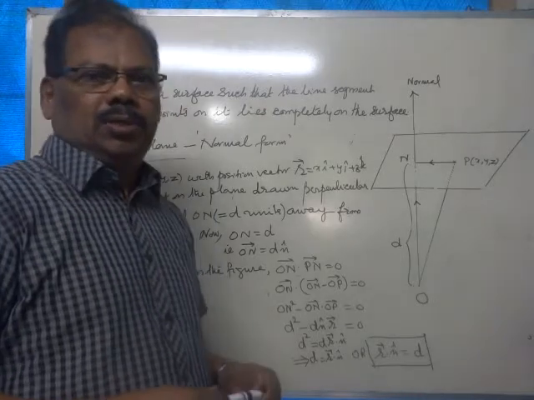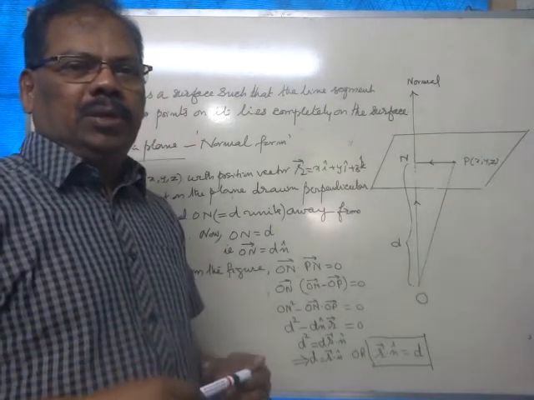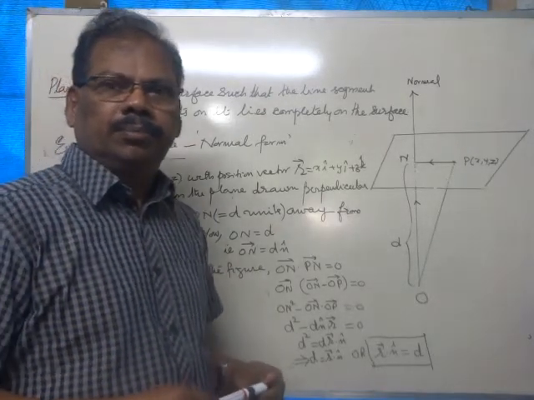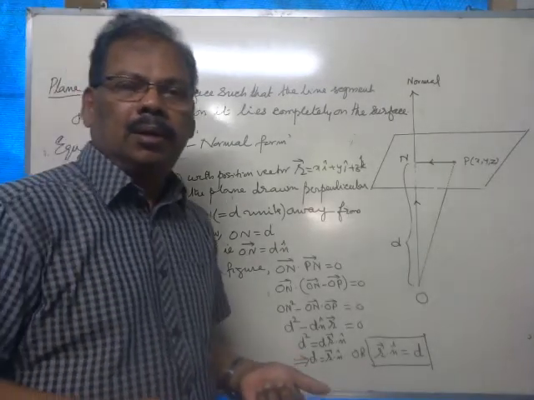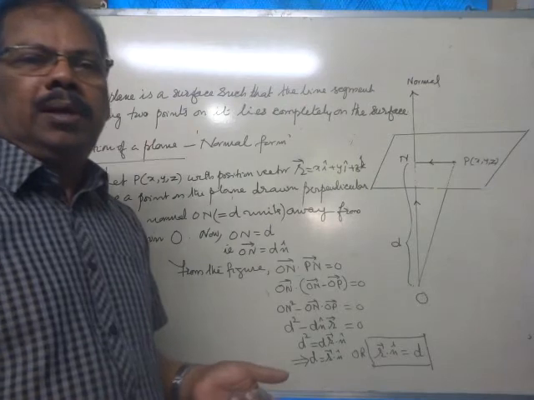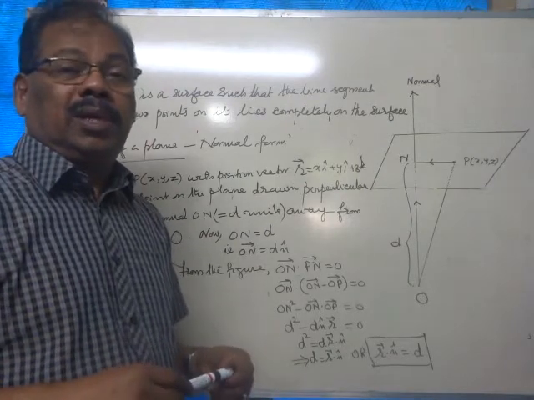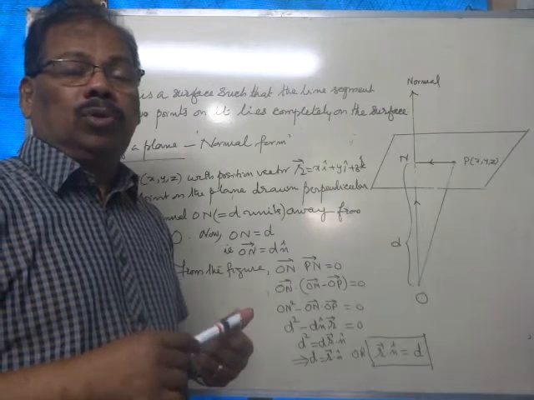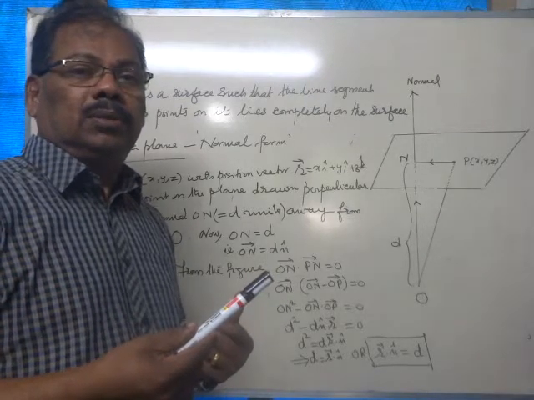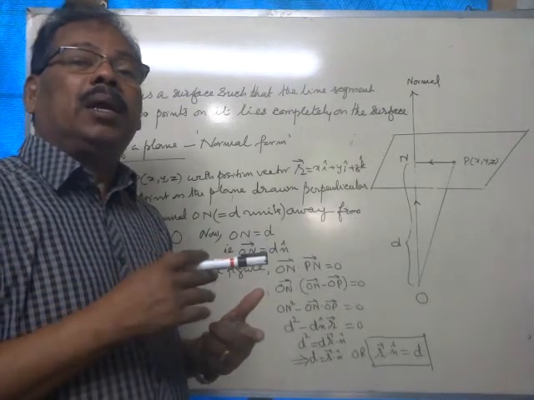Now let us discuss planes in three-dimensional geometry. Actually, what is a plane? A plane is a surface such that the line segments joining any 2 points on that surface lie completely on it.